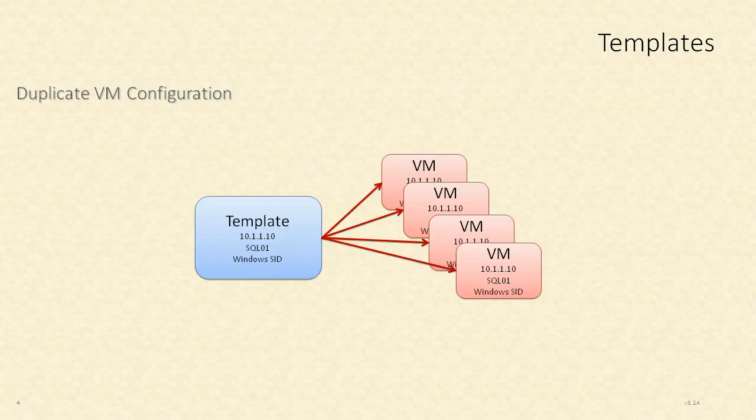The answer to this problem is a customization spec. The customization spec is going to allow us to rip out some of those settings and replace them with the appropriate values. All right, so now you see this last VM that got created, we used the customization spec. It's got a unique IP address, a unique name in Windows, and a unique SID. We can use these customization specs for either deploy from template operations, or we can also use them for cloning.